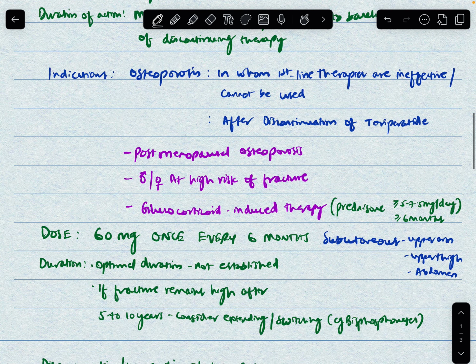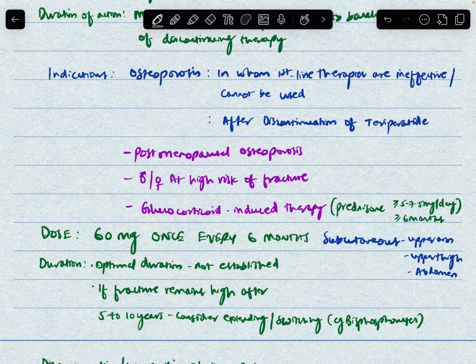So the indications for denosumab are osteoporosis, in whom first-line therapies are ineffective or cannot be used, or after discontinuation of teriparatide, when anti-resorptive medications like denosumab are started. So it is indicated in postmenopausal osteoporosis or in any patients with increased risk of osteoporotic fractures or glucocorticoid-induced osteoporosis. So the dosage of denosumab is 60 mg once every 6 months.